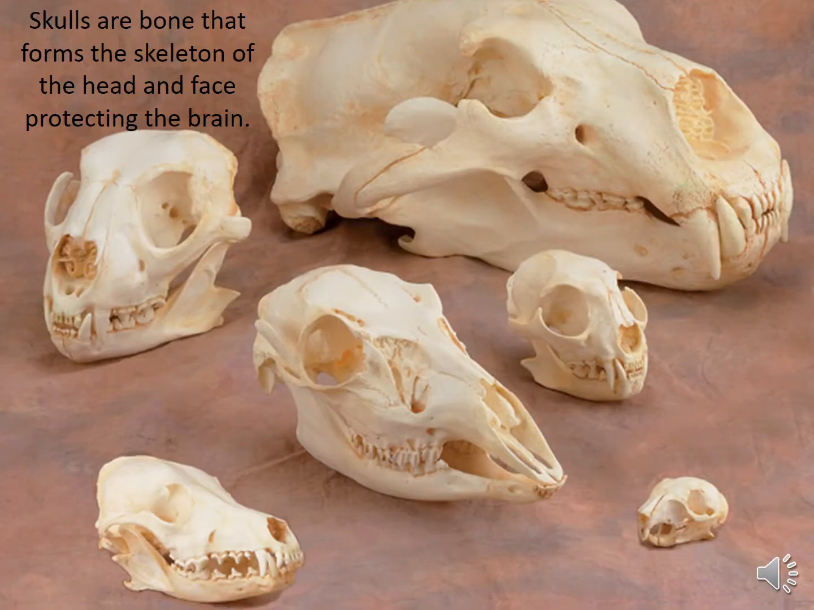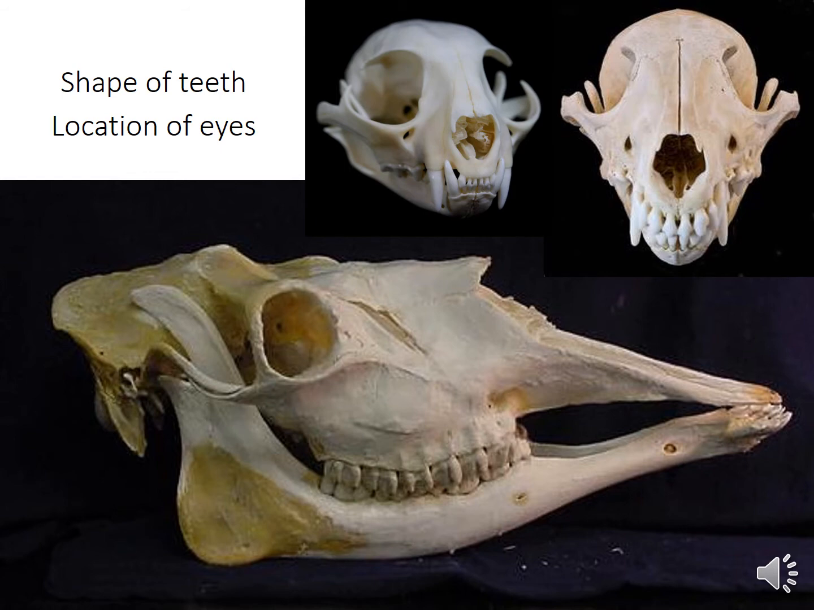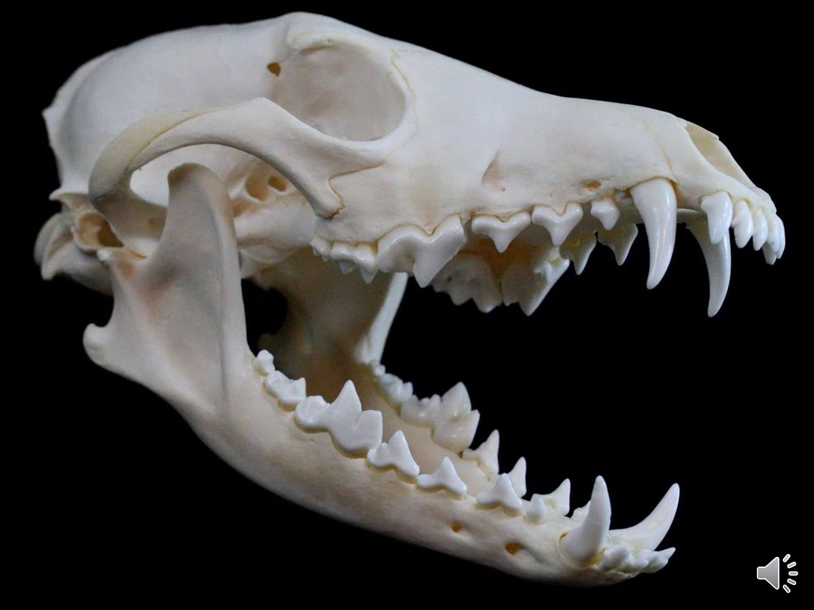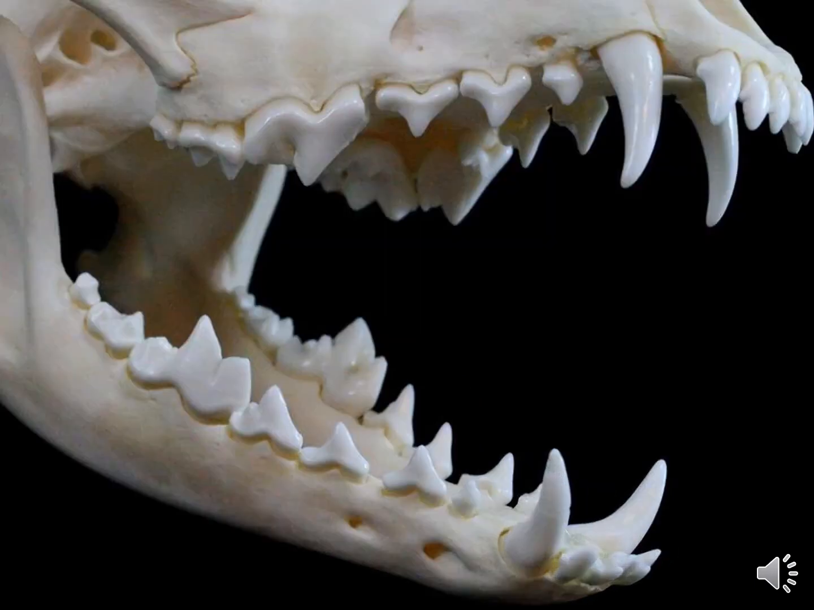Skulls are made of bones that form the skeleton of the head and face to protect the brain. You can tell a lot about an animal just by looking at different parts of its skull. First, let's talk about what the skull's teeth tell us about the food an animal eats. This coyote eats meat. See how sharp those teeth are? That's so the coyote can rip and tear meat.